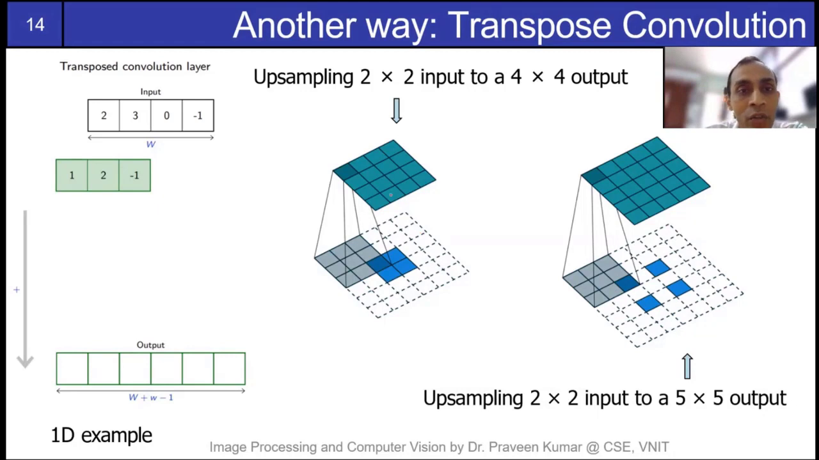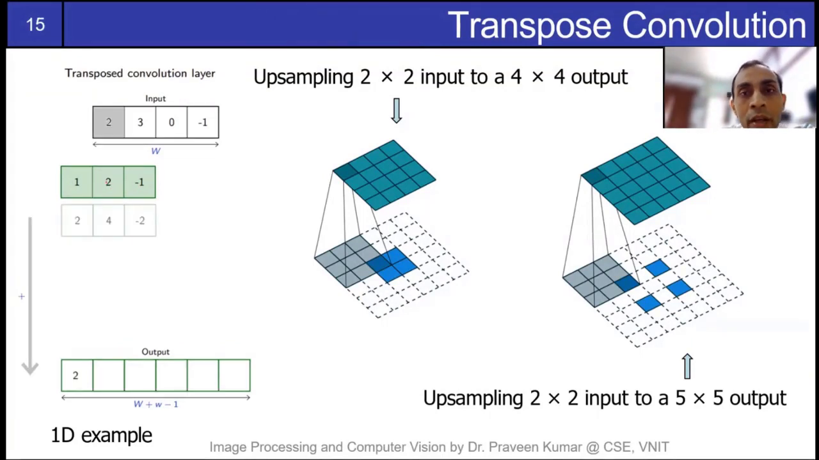So try to understand how this works. It is a little difficult to visualize, so I have put a 1D example here. A 1D example is easier to understand. Let us say your input is maybe 4 pixel values, with window size W, and you are using a 1D kernel of 3.